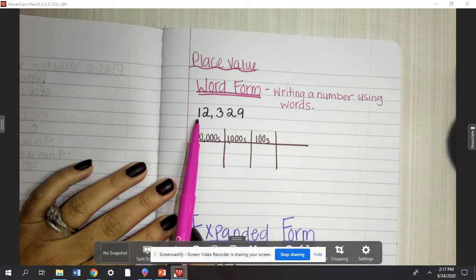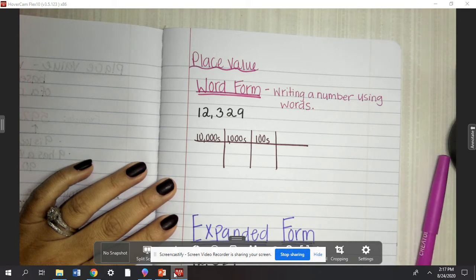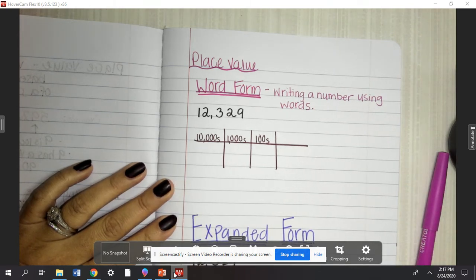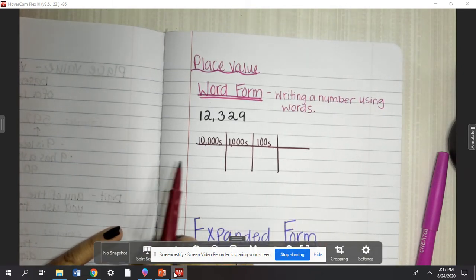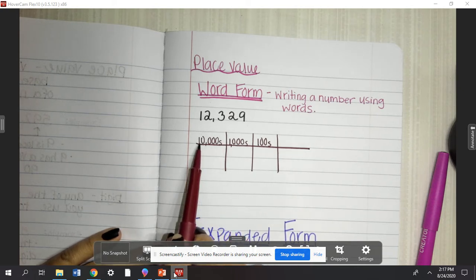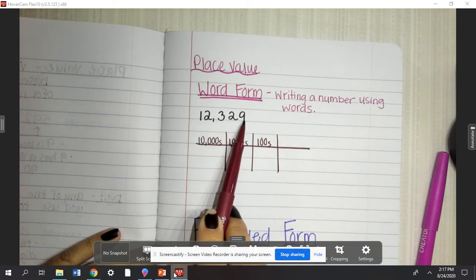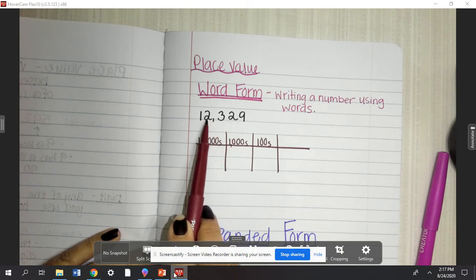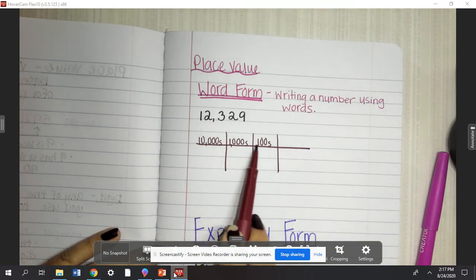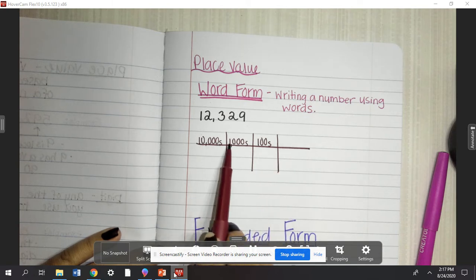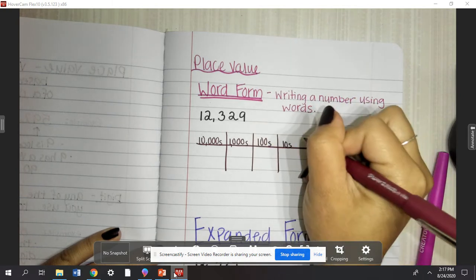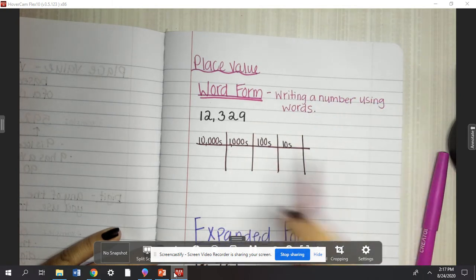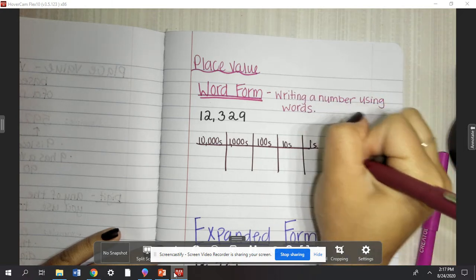Word form for a number is when I write a number using words. So it's exactly what I'm going to do. I'm going to write down this number, 12,329, and I'm going to write that in words. But before I do that, I made this little chart, almost like a place value chart. This is the ones, tens, hundreds, thousands, 10,000s. So I did 10,000s, thousands, hundreds, and the next one would be the tens place. And then after that, it would be the ones place.